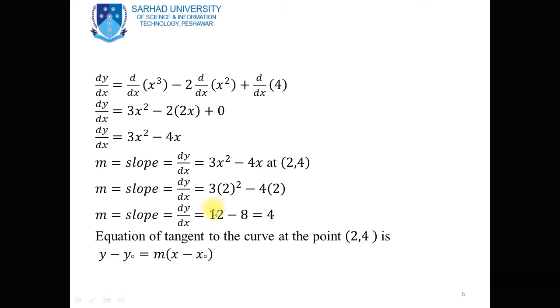Now 2 to the 4 and 4 3 the 12 and 2 4 the 8. 12 minus 8 is equal to 4. So the slope of the tangent line at this given point is equal to 4.